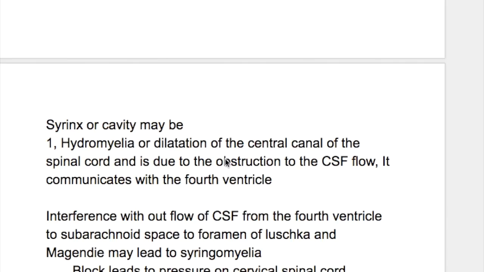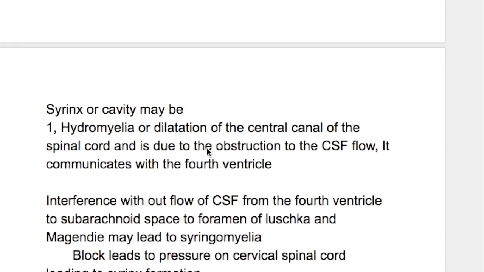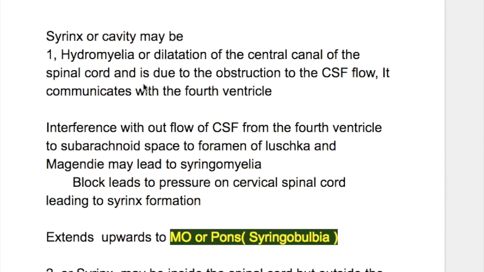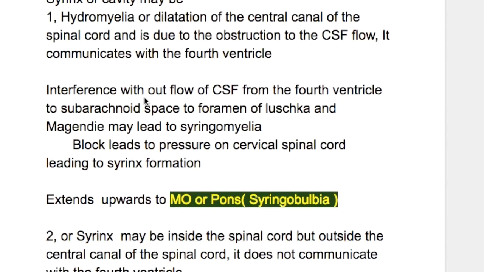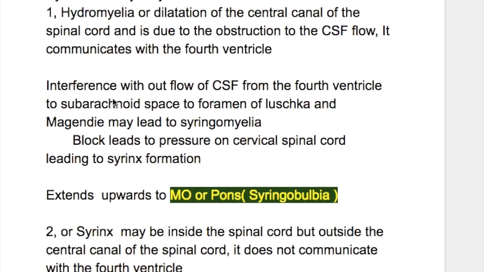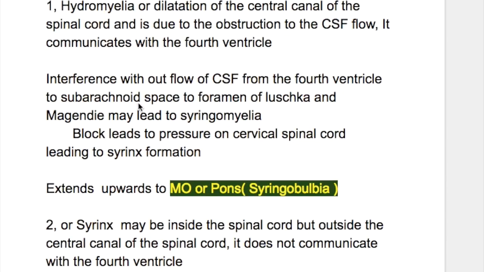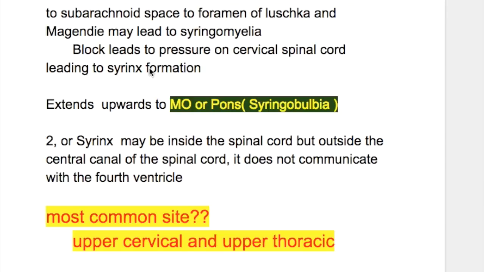The first is inside the central canal of the spinal cord, or hydromelia, which is dilatation of the central canal of the spinal cord, and is due to obstruction to the CSF flow. It communicates with the fourth ventricle. Interference with outflow of CSF from the fourth ventricle to the foramen of Luschka and Magendie may lead to syringomyelia. The block leads to pressure on the cervical spinal cord, leading to syrinx formation. And what's syringobulbia? Syringobulbia is when the cavity extends upwards to the medulla and pons.